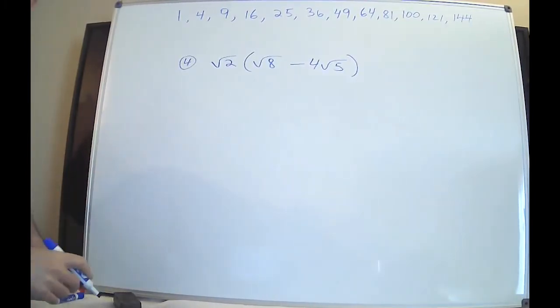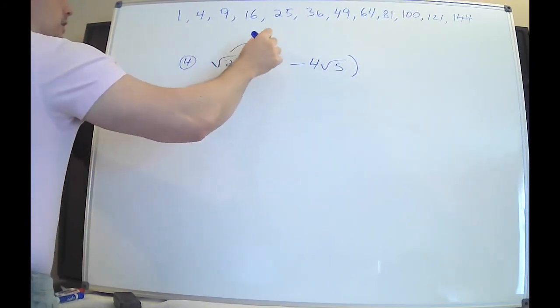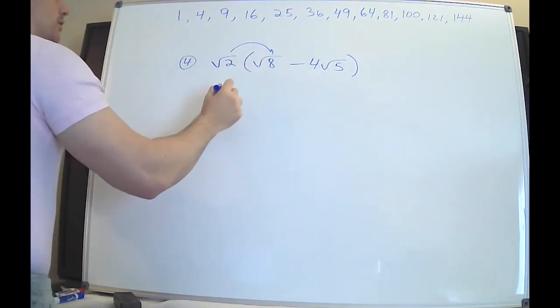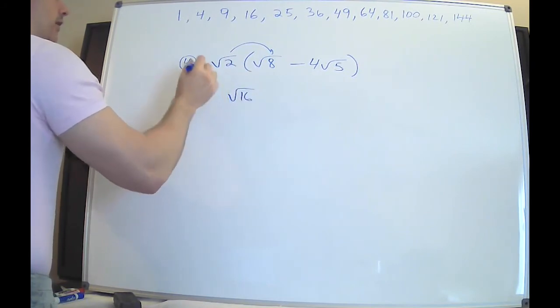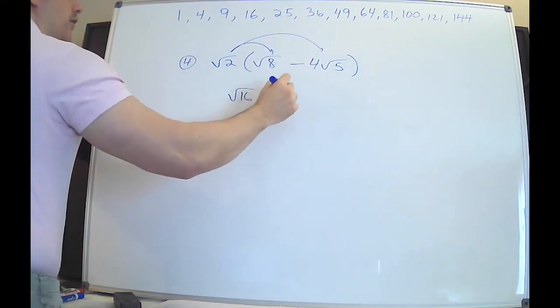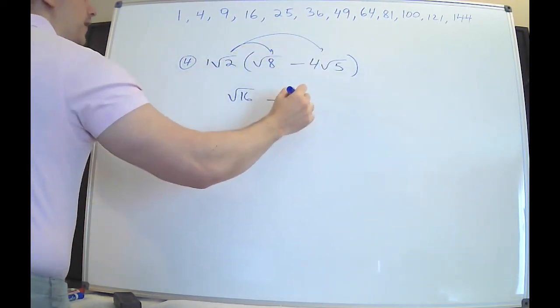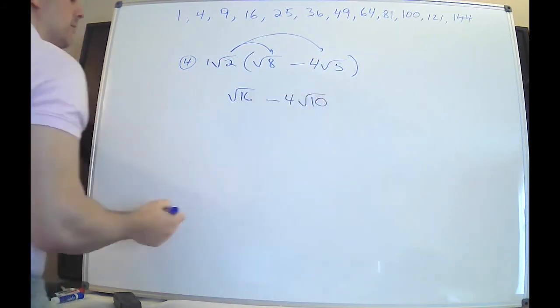All right, the fourth one. Again, a little bit tricky, so you have to be careful. You're going to do radical 2 times radical 8, which is radical 16, right? In the front, you have a 1 and a 1, so there's a 1 in front. And then over here, you're going to have negative 4 times 1. And then radical 2 and radical 5, when you multiply them, make radical 10.